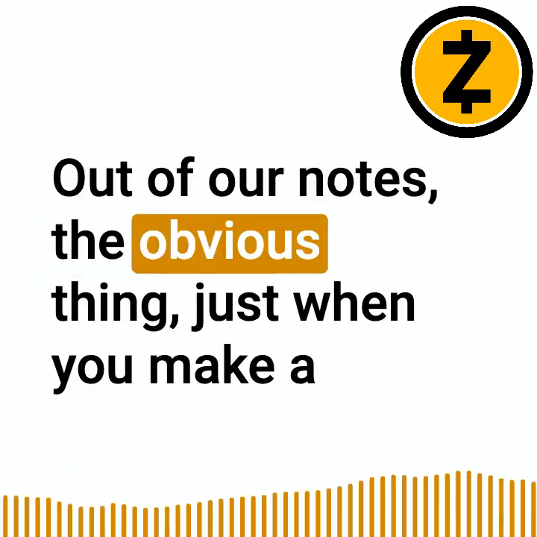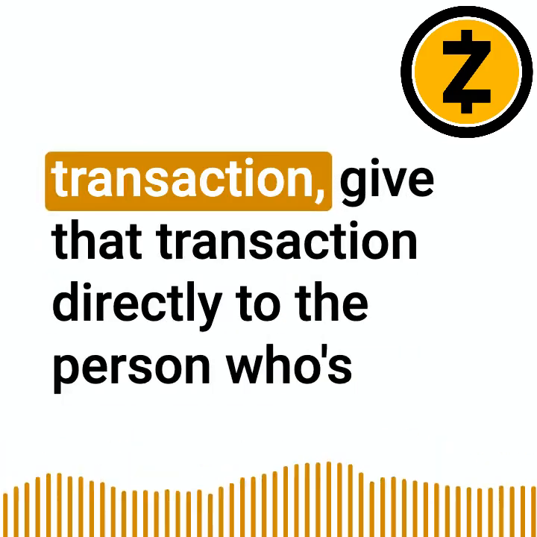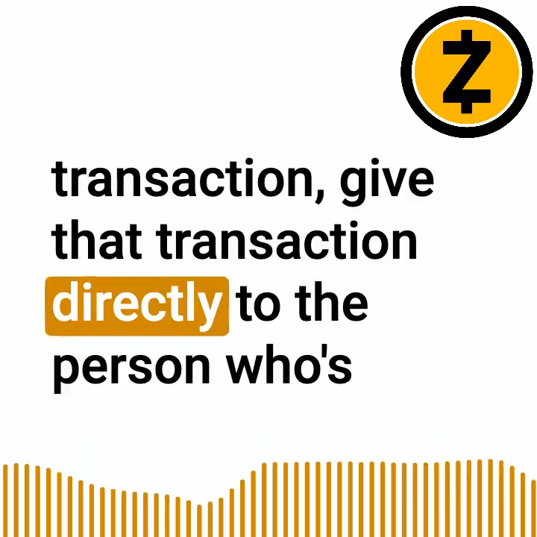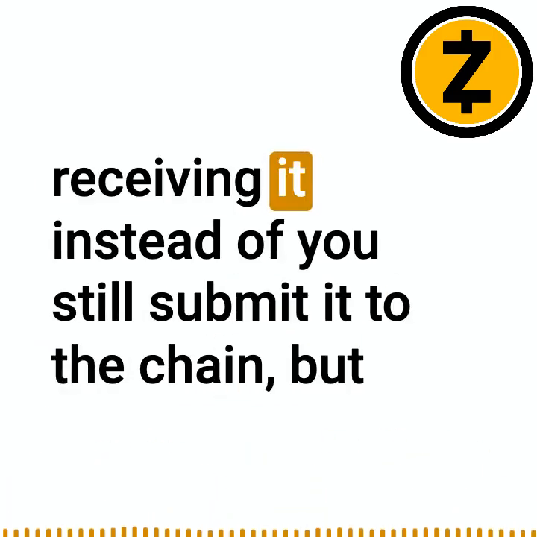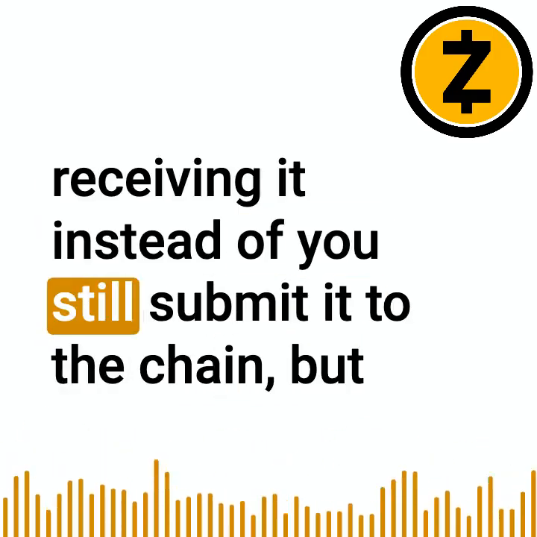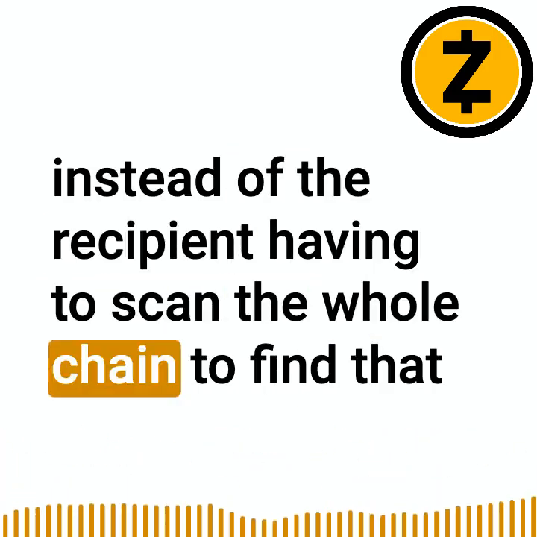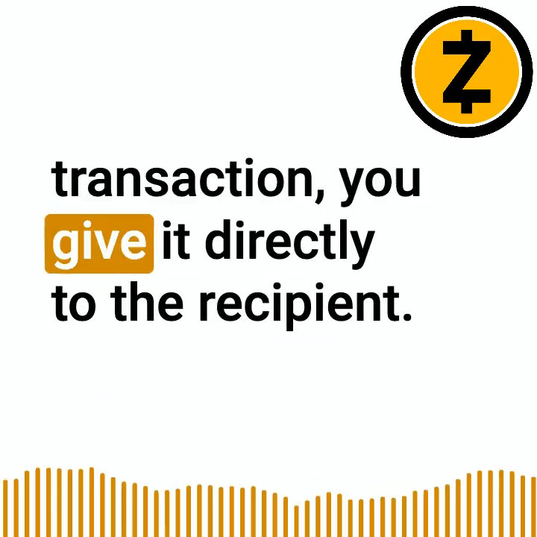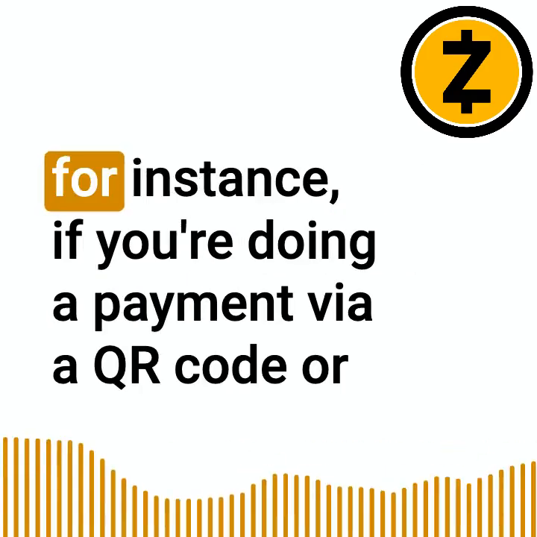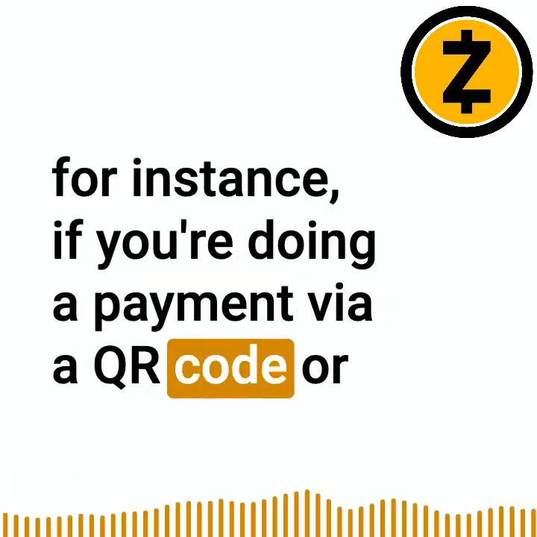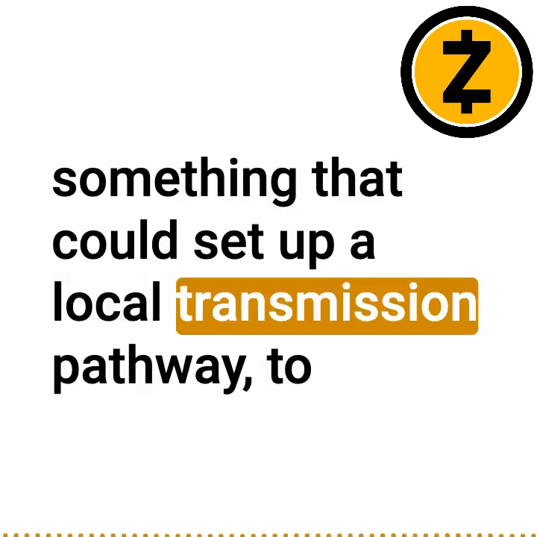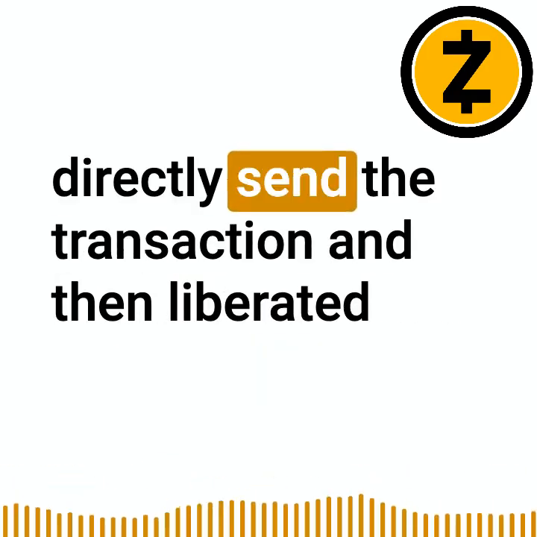Out-of-band notes, the obvious thing: when you make a transaction, give that transaction directly to the person who's receiving it. You still submit it to the chain, but instead of the recipient having to scan the whole chain to find that transaction, you give it directly to the recipient. For instance, if you're doing a payment via a QR code or something, that could set up a local transmission pathway to directly send the transaction.